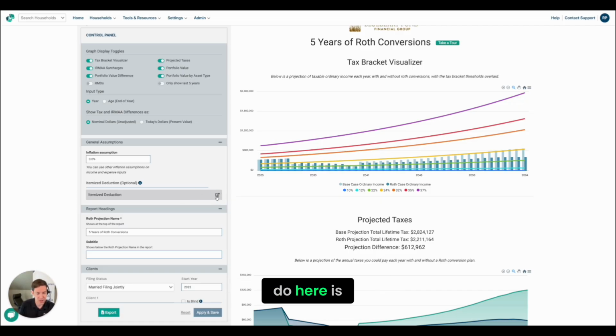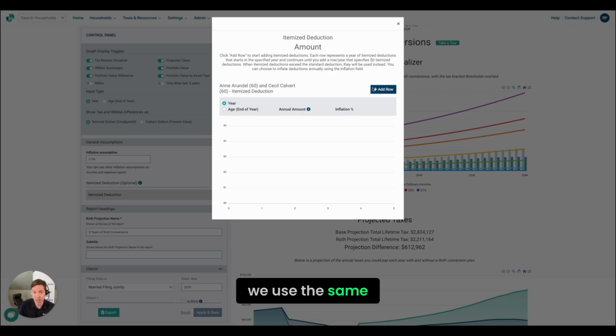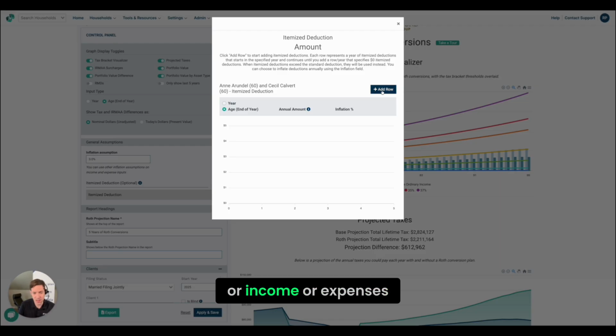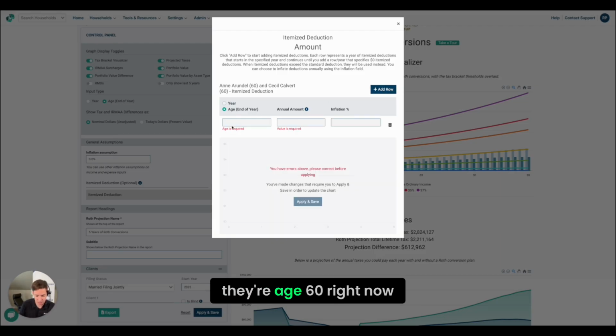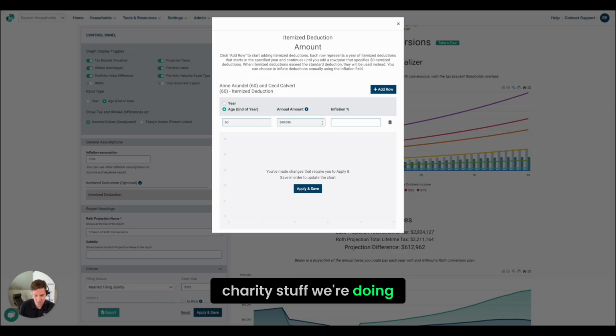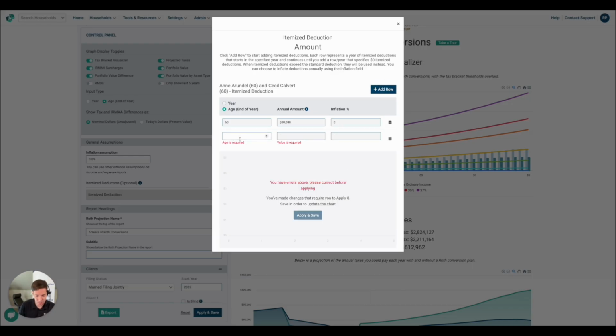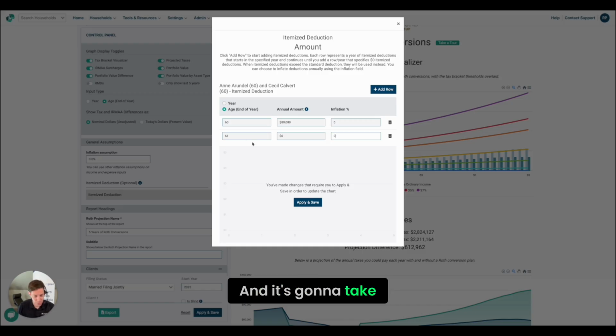So what I could do here is, let me pop open this. We use the same shape concept that we do for any other cash flows or income or expenses in the system. We can say, okay, they're age 60 right now. We could say, I don't know, we're going to do itemized deduction, some huge amount, $80,000, because of some charity stuff we're doing this year. And then we're going to say next year, I don't know, have it go back to standard deduction. I put in zero itemized deduction here. It's going to take the higher of the two, the standard or the itemized deduction. So this is a way I could capture it.